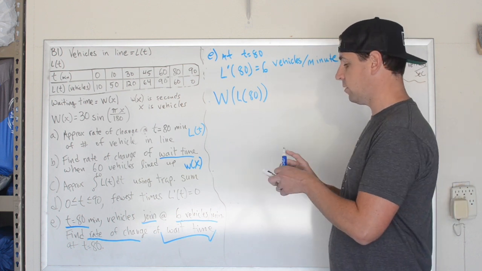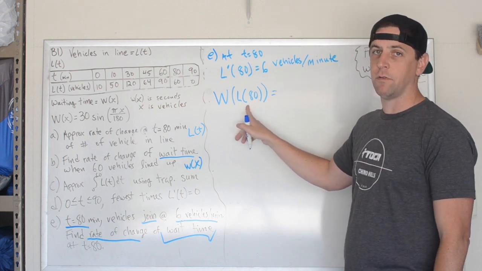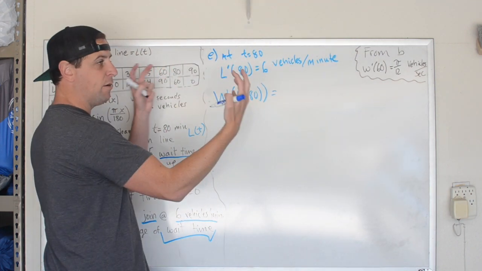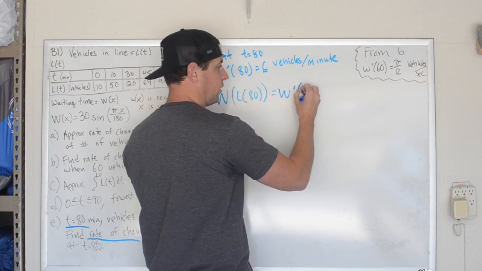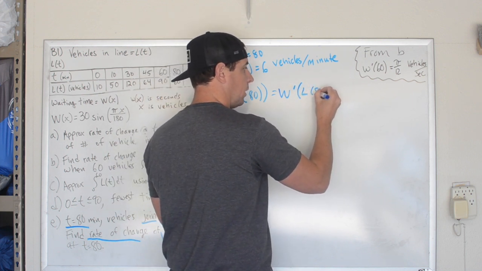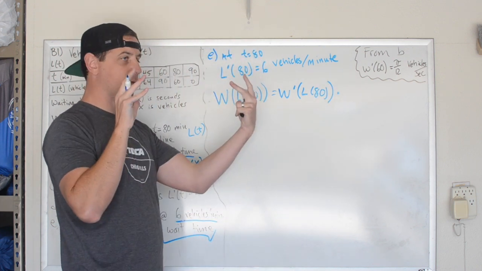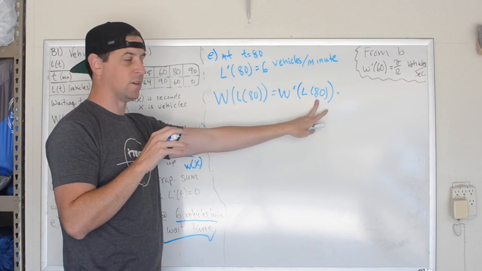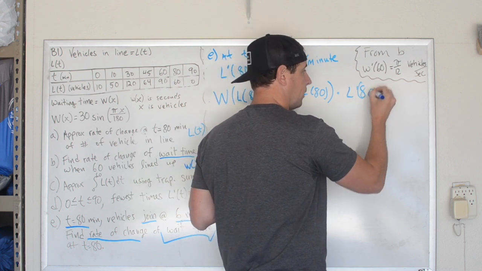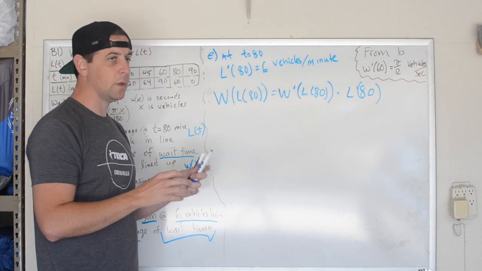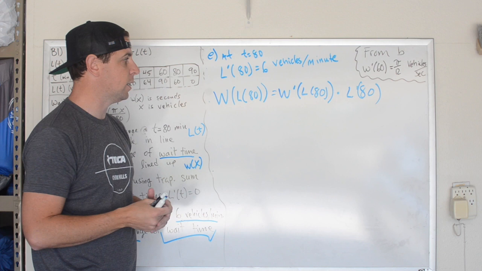The derivative of this would make us use the chain rule here. When we take the derivative, we get the derivative of my outside function, which is just W prime, times the inside function, which is L of 80, and when we do chain rule, it's the derivative of the outside function, and we write the inside function the same, times the derivative of the inside function, which would be L prime of 80. So at this point, the brass tacks of the problem are there, and now we're going to be able to just substitute in here.